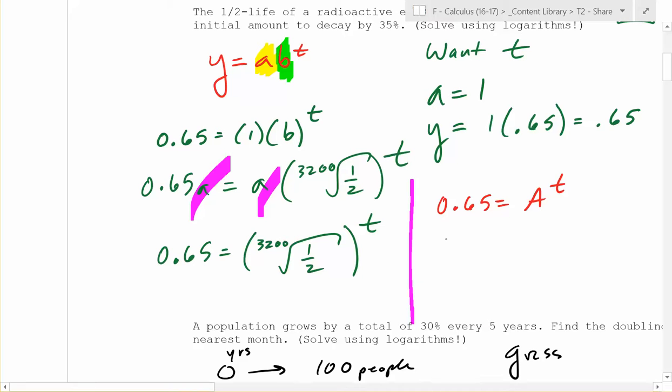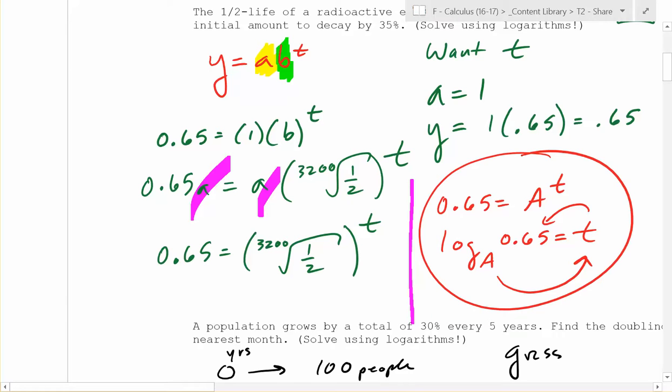Log base what? Close. Log base A of what? 0.65 is equal to what? T. The way you remember that, everybody, it's a circle. A to the T is equal to, you see that circle right there? A to the T is equal to 0.65. These are the same. Those expressions are equivalent.